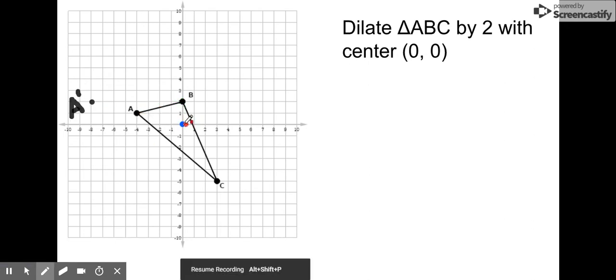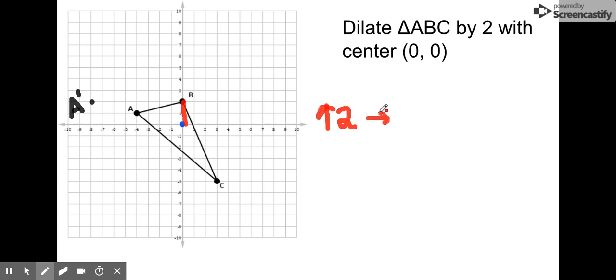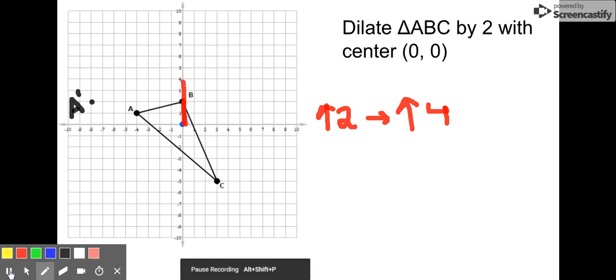So we're rising 2 and we're not running at all. So since we're going up 2, we need to go up 2 times that amount for the dilation with the scale factor of 2. So we're going to go up 4. And so B prime is going to be at 0, 4.